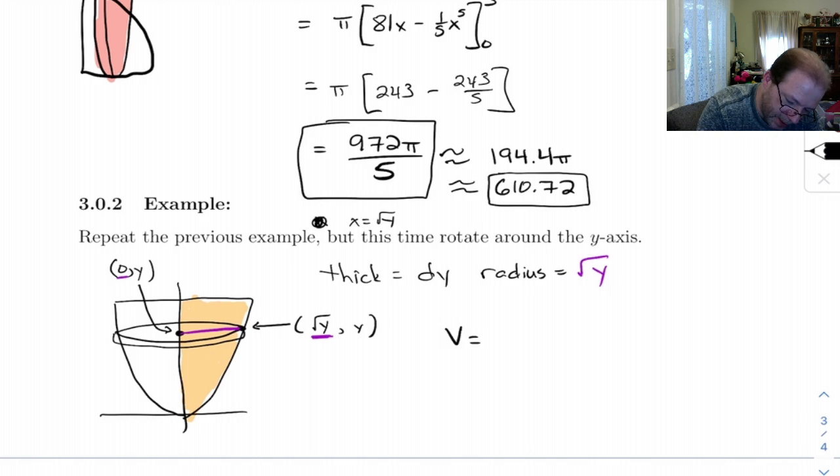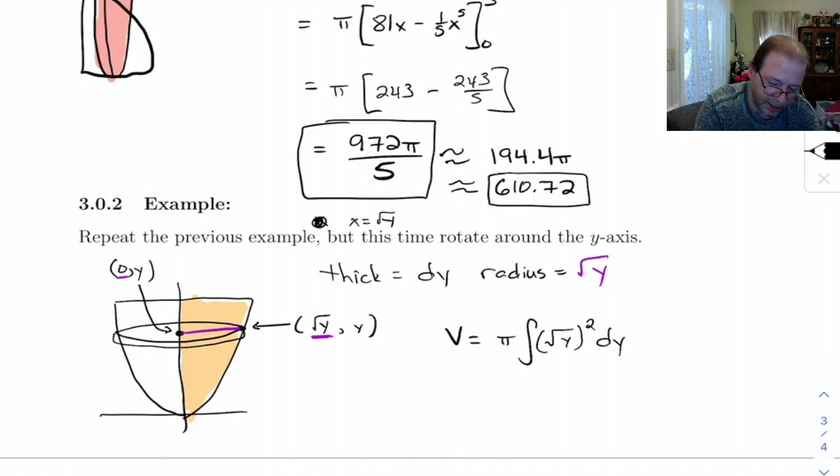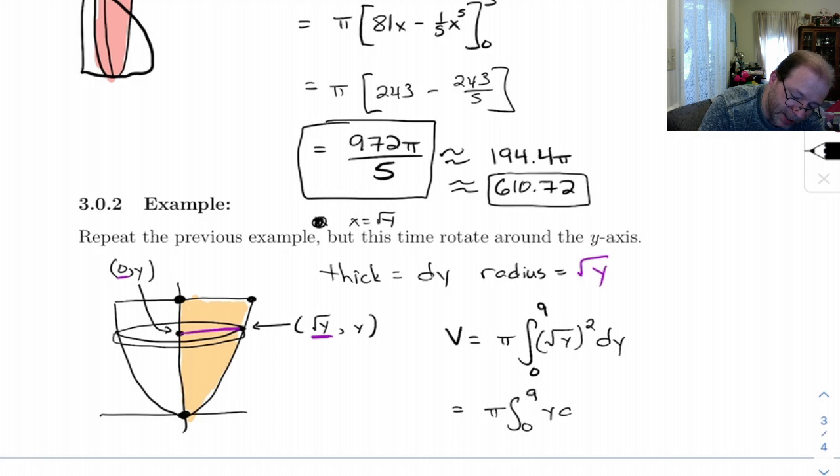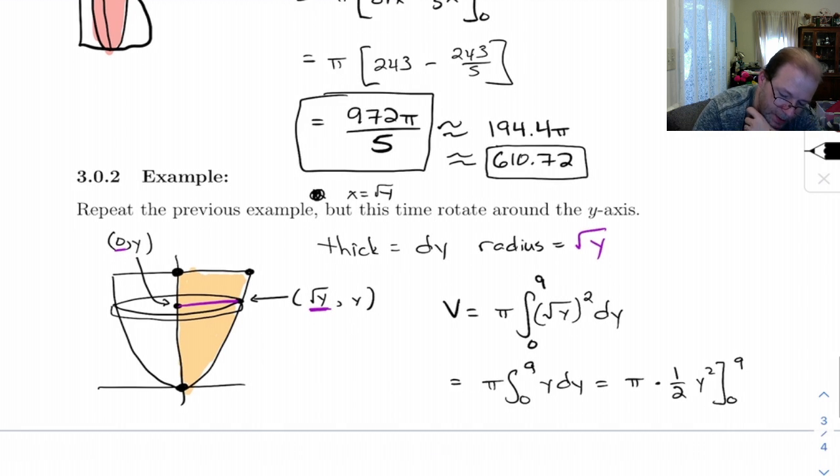All right, so the volume here is pi times the integral of the radius squared dy, the thickness. And what are our endpoints? Our endpoints on this one are different from before because now we're doing it in terms of y. At the bottom of the thing, the y coordinate is 0. At the top, the y coordinate is 9. I was going to say let's just set this one up, but this is such an easy integral, let's do it. From 0 to 9, square root of y squared is just y dy. So you get pi times 1/2 y squared from 0 to 9. So pi times 1/2 times 81, so 81 pi over 2.